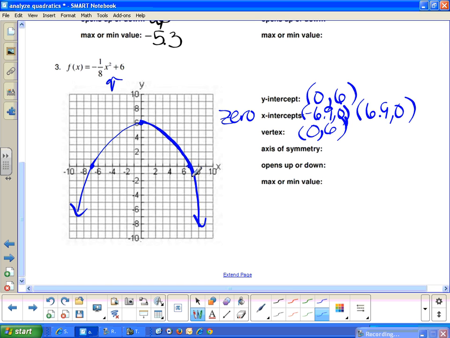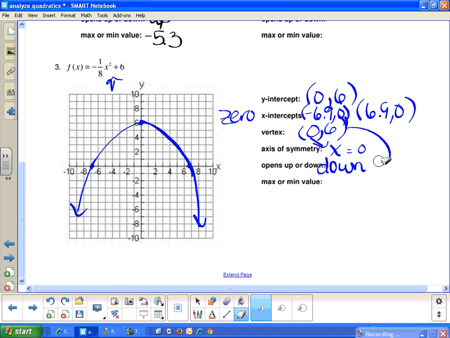Our axis of symmetry comes from our x value, so we have 0. This one opens down. And then we want our y value, which in this case is going to have to be a maximum because it starts at the top.